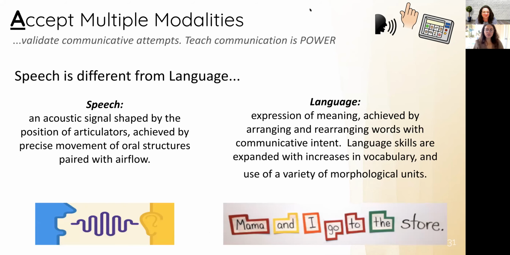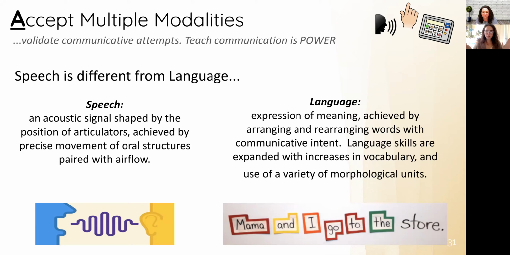Taking that a step further, it's really helpful to think through and differentiate speech from language. Speech, here's the really academic definition for you, is that acoustic signal shaped by the position of our articulators. It's achieved by that precise movement of oral structures paired with airflow. Speech is one way, and just one way, for us to communicate language. Earlier, we shared all those other ways that we communicate during our day. Speech is just one of the many ways that we can communicate and use language.